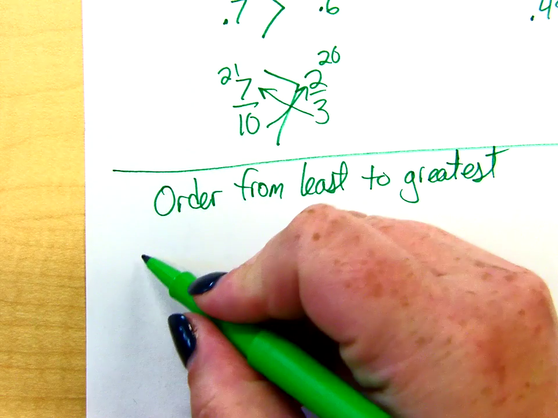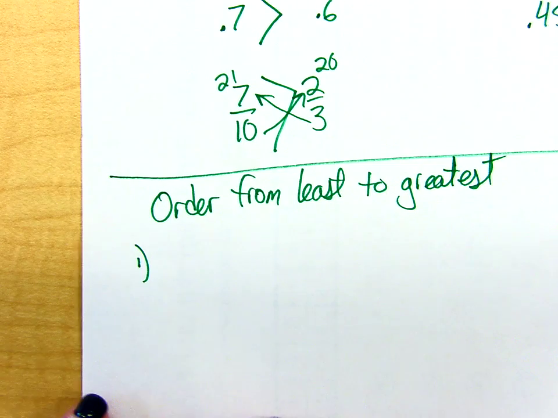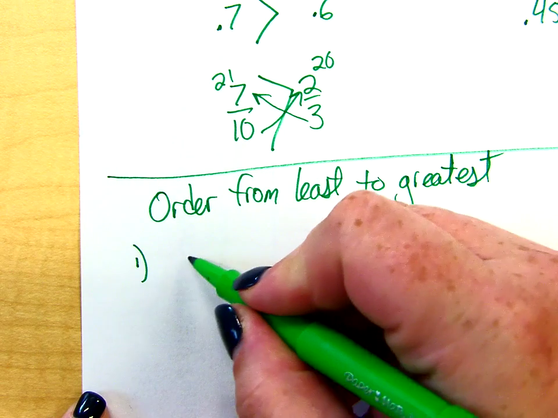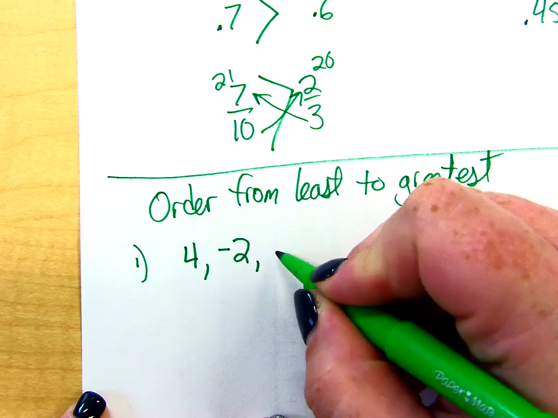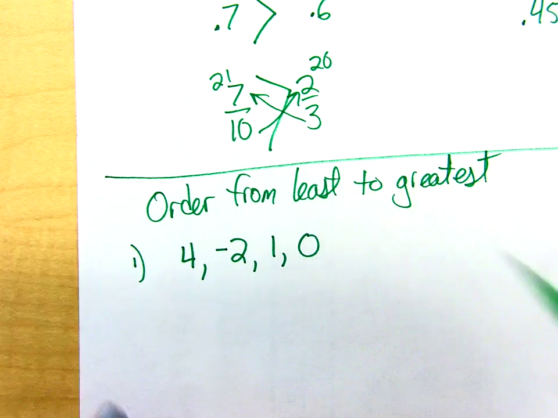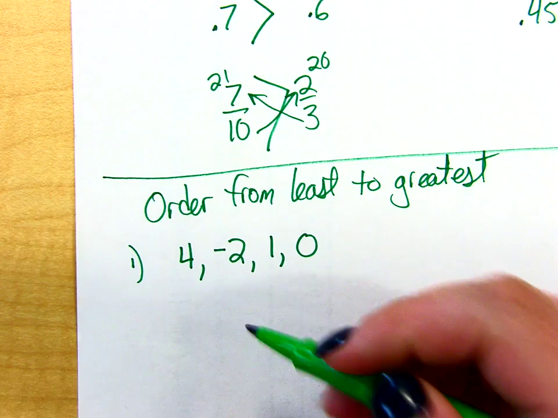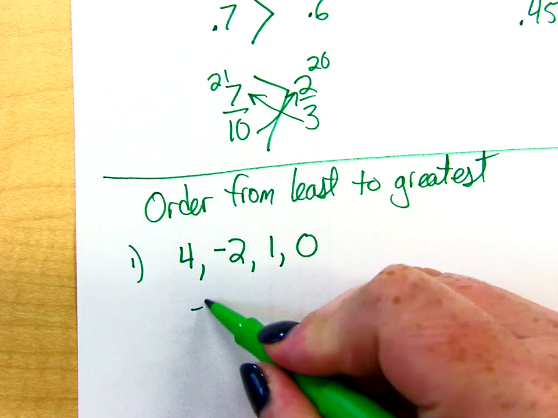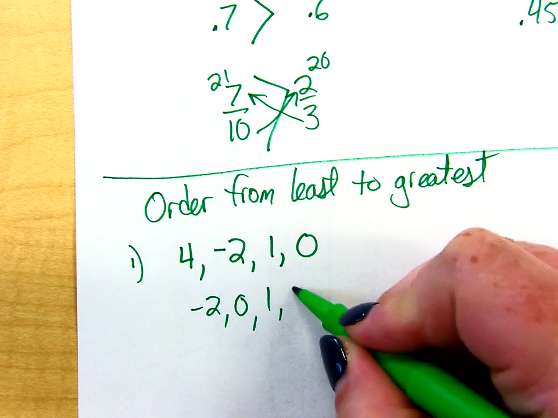My first example, I'll make it easy, and then we'll build from there. Order for me the following numbers: 4, -2, 1, and 0. Good, you all should have it, because this one's easy. All right, Cohen, go ahead. What's the smallest? -2. Then? 0. Then? 1. Then? Okay, of course.